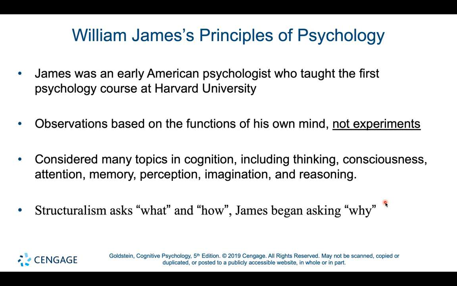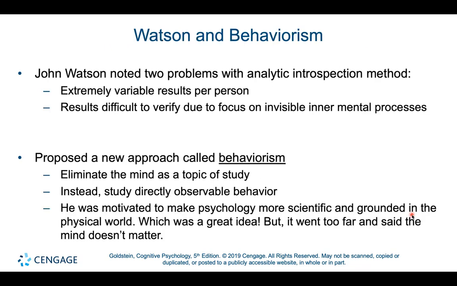Why does the mind function that way? Why does consciousness do what it does? Why does memory do what it does? Structuralism, so Wilhelm Wundt, you could even say Ebbinghaus, as well as Donders, were asking what and how questions. They're reductionistic, right? What is memory? How does it degrade? What is the decision? How long does a decision take? James began asking why questions.